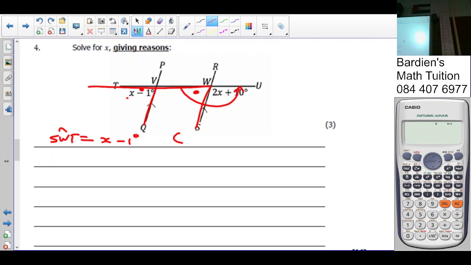Why? Corresponding angles with PQ being parallel to RS, or SW or SR, it doesn't matter, as long as you're naming that same thing, it is WS. Okay. So now what do we say? That x minus 1 plus 2x plus 10.